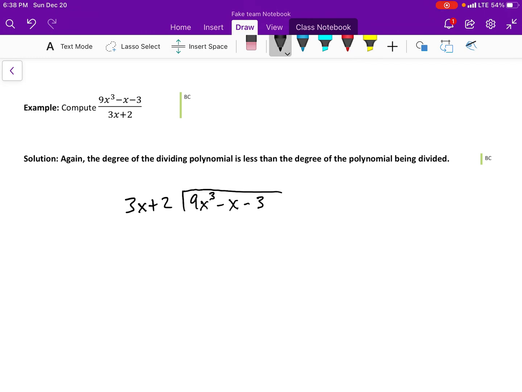So if I multiply 3x by 3x squared, that's going to give me 9x to the third power, right? If I do 3x squared times 3x, multiply the constants together, you'll get 9. Multiply the variables, x squared times x is x to the third. So it checks out.